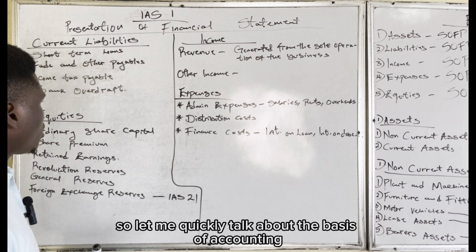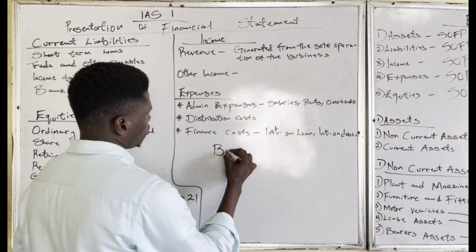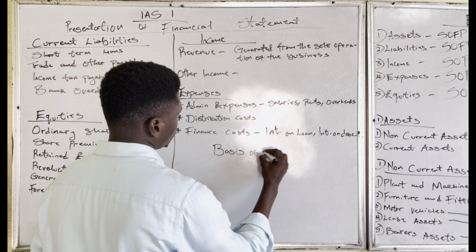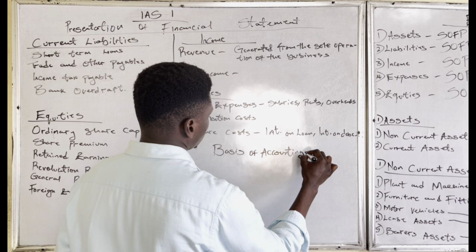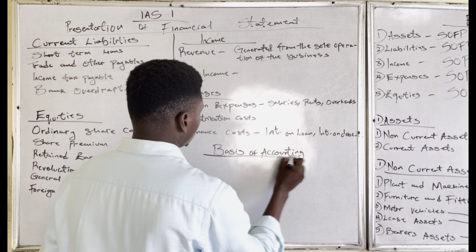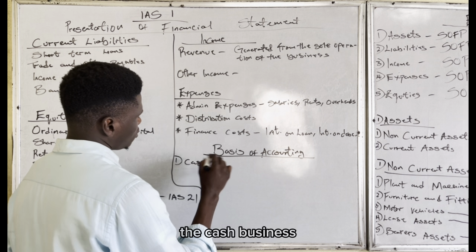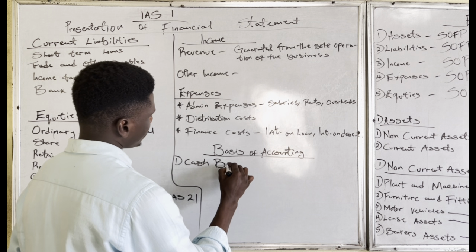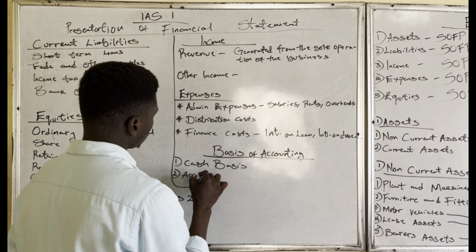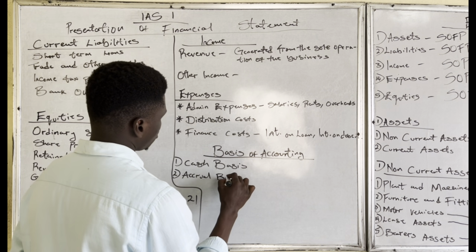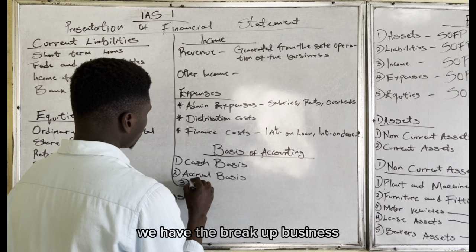So let me quickly talk about the basis of accounting. So here we have the cash basis, we have the accrual, and we have the breakup basis.